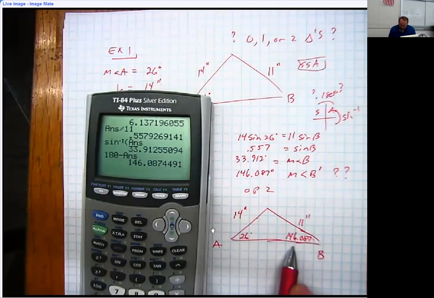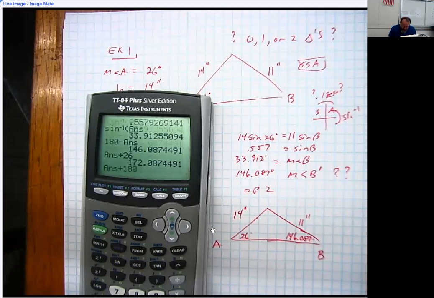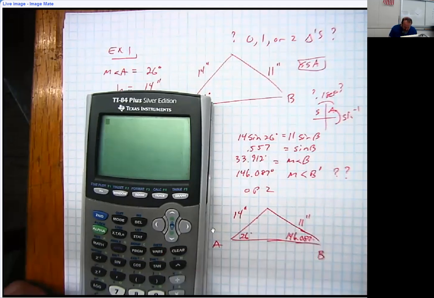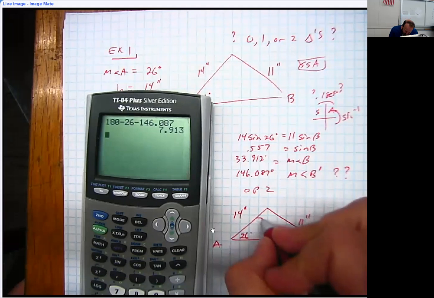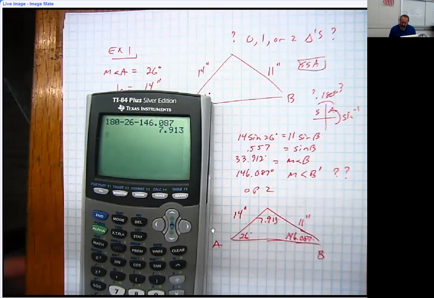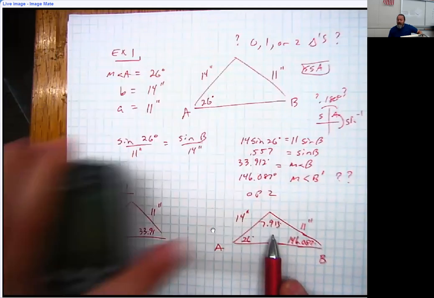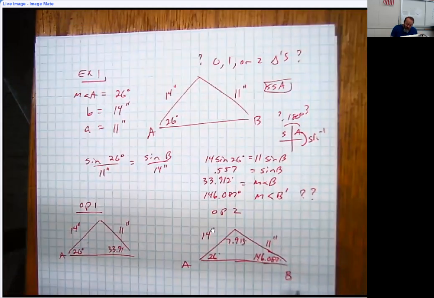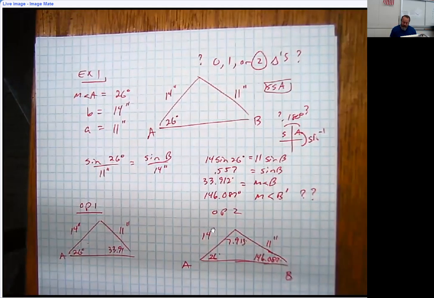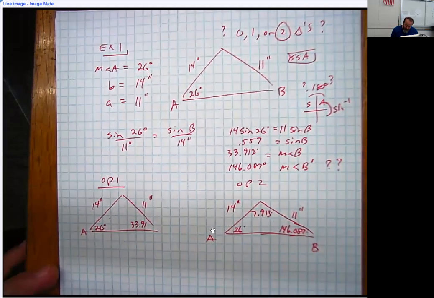Well, let's see. If I take this and 26 and add them together, and I take that away from 180, 180, take away 26, take away 146.087, I got that this angle is 7.913. So is it possible to have a 7.9 degree angle? Well, the answer is absolutely, you can have that. So this not only might have, in fact, it does have two triangles. And I can solve now both of those triangles.